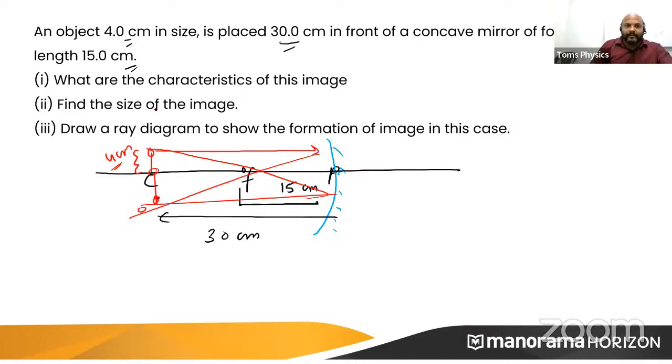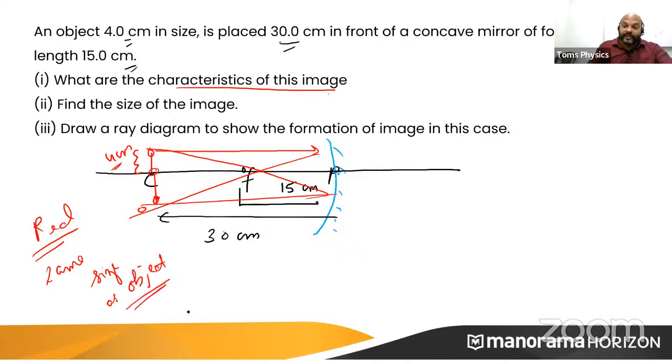So we know based on the ray diagrams, what are the characteristics here? It is real. It is in front of the mirror. You can get it on a screen, so it's a real image. Second characteristic is that it is the same size as the object. And what is the third thing? What is the ray diagram to show the formation of the image in this case?